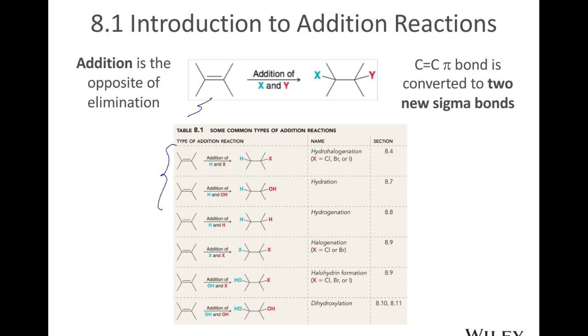In Chapter 7, we discussed elimination reactions in detail, and if you remember, whenever we did an elimination reaction, whether it was an E2 or an E1 mechanism, we always formed a carbon-carbon double bond. And in Chapter 8, we're going to focus on adding to a carbon-carbon double bond and forming two new sigma bonds. So addition is simply the opposite of elimination.